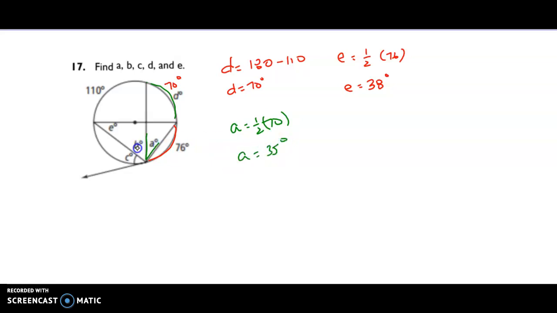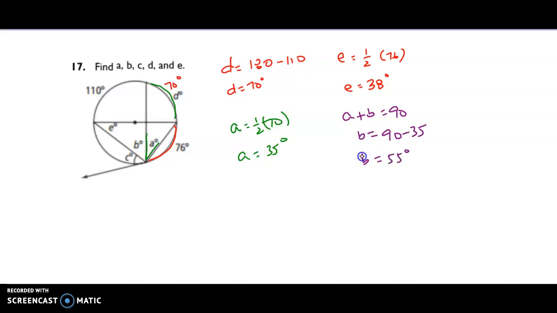If you take a look at B and A together, this is an inscribed angle of the semicircle. So this must be 90 degrees. And so A plus B must be 90. And if we figured out A is 35, then B is going to be 90 minus 35. So B is 55 degrees.